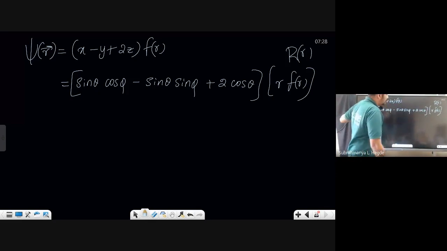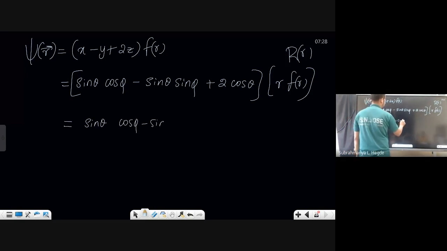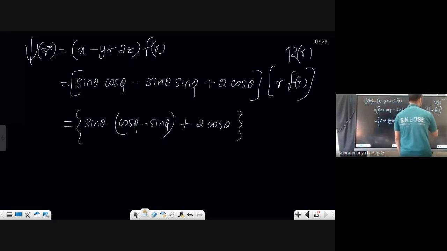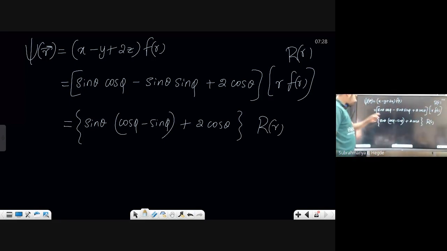Now this should be some linear combination of spherical harmonics. If I take sine theta outside, sine theta is common: cos phi minus sine phi, plus 2 cos theta, into R of r. These two together I write as R of r. Now what is cos phi minus sine phi?